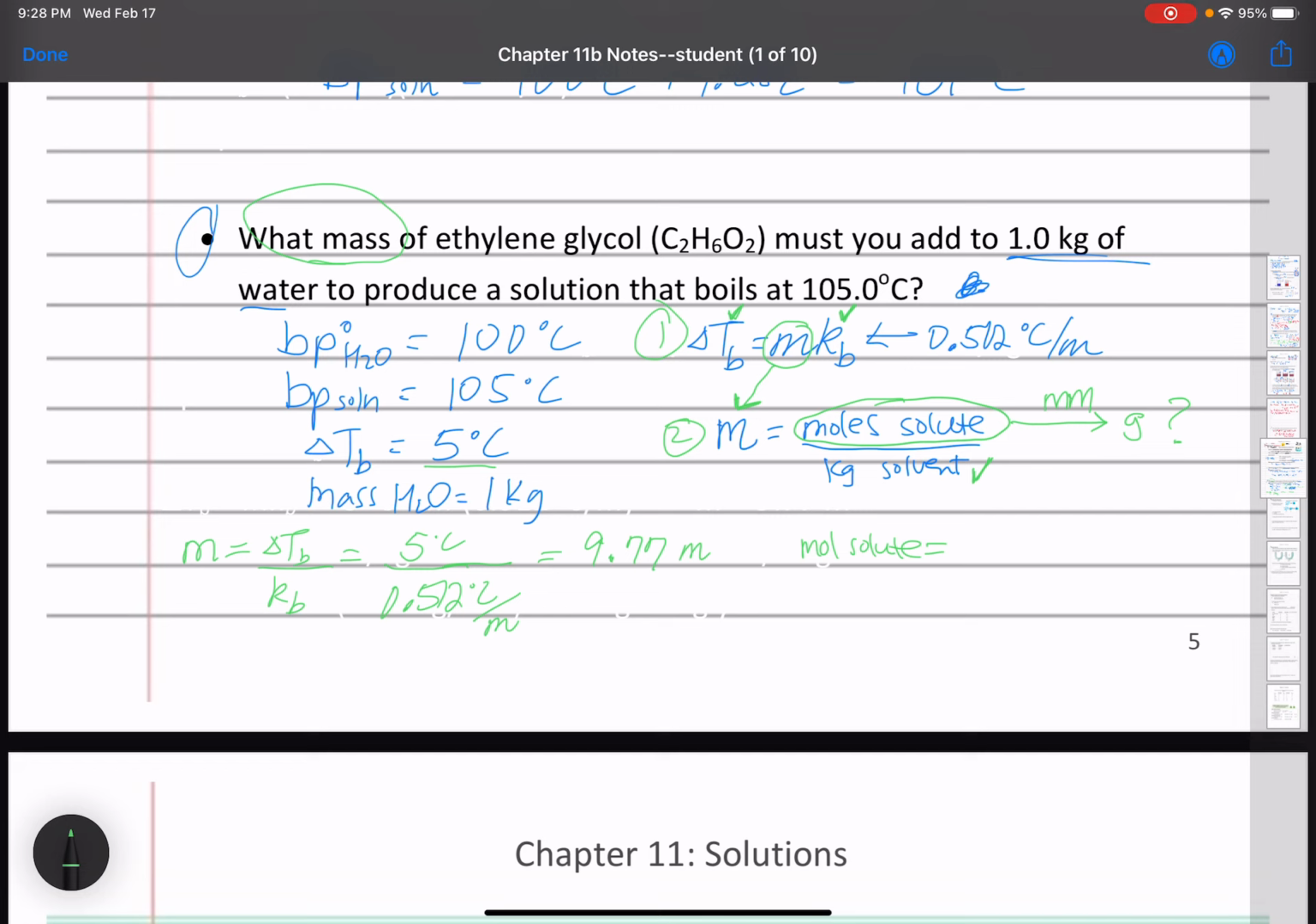And that's going to equal the molality times the kilograms of solvent, which is our water. And the molality we just calculated is 9.77 molal. And we were conveniently given 1 kilogram of water. So our moles of solute is 9.77 moles.